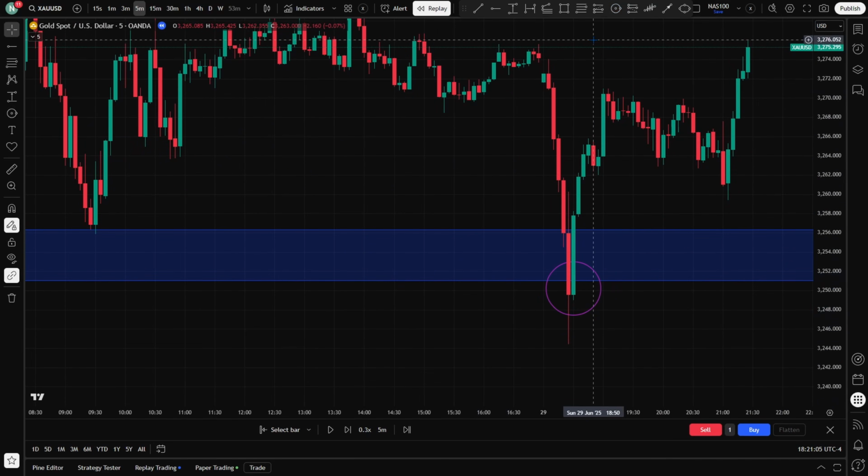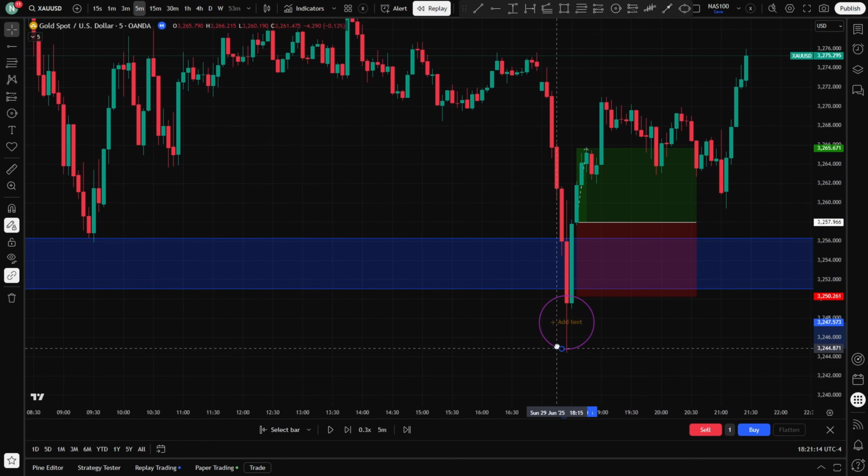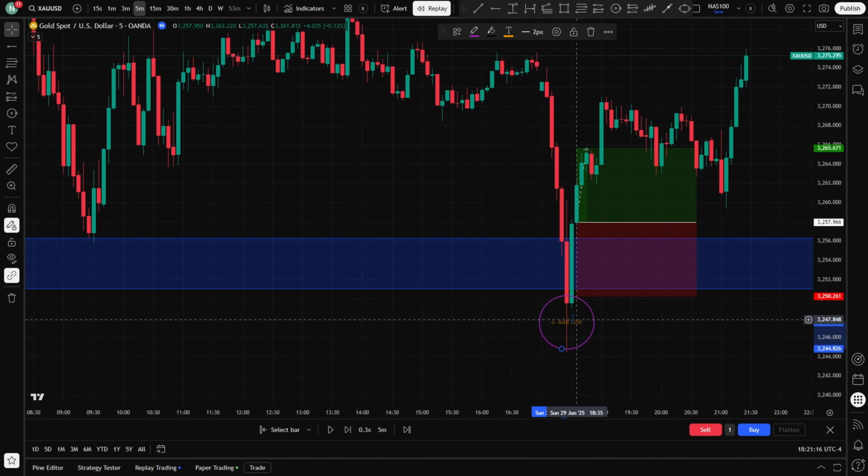Perfect entry on the 5-minute. And that's what a true scalper does. Perfect entry, no drawdown. I wasn't in this liquidity grab or stop loss hunt grab, whatever you want to call it, just because I changed the preciseness of my zone.